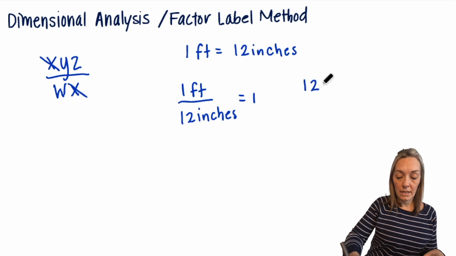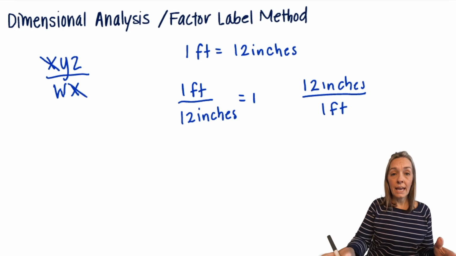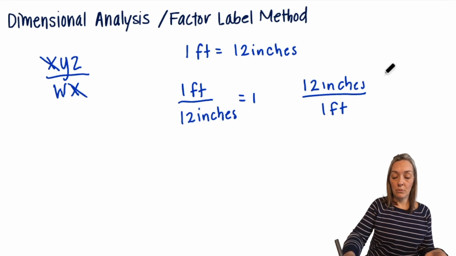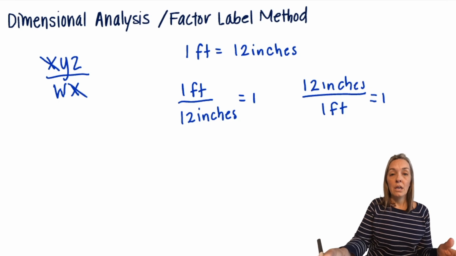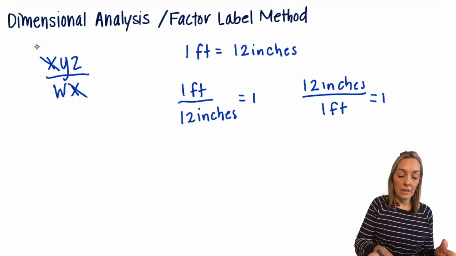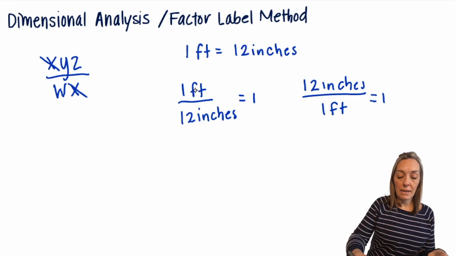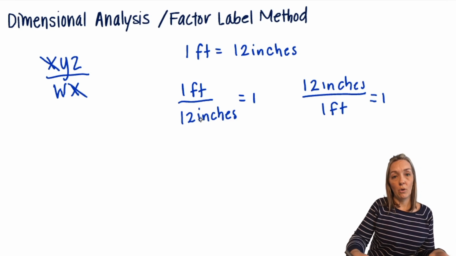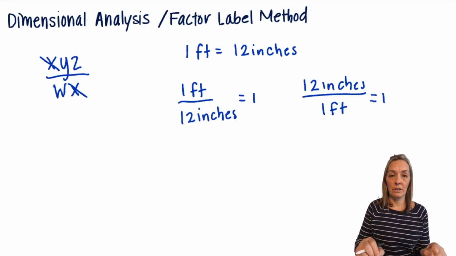Now I could also write this as 12 inches over 1 foot. Again, even though I have it written the opposite way, the fraction in terms of distance is equivalent to 1. So the key to this is making sure, A, that we understand that something in the numerator and the denominator will cancel out, and second, that we make sure that the top and the bottom of the fraction are always equivalent in terms of distance, time, mass, whatever it is that we are converting.